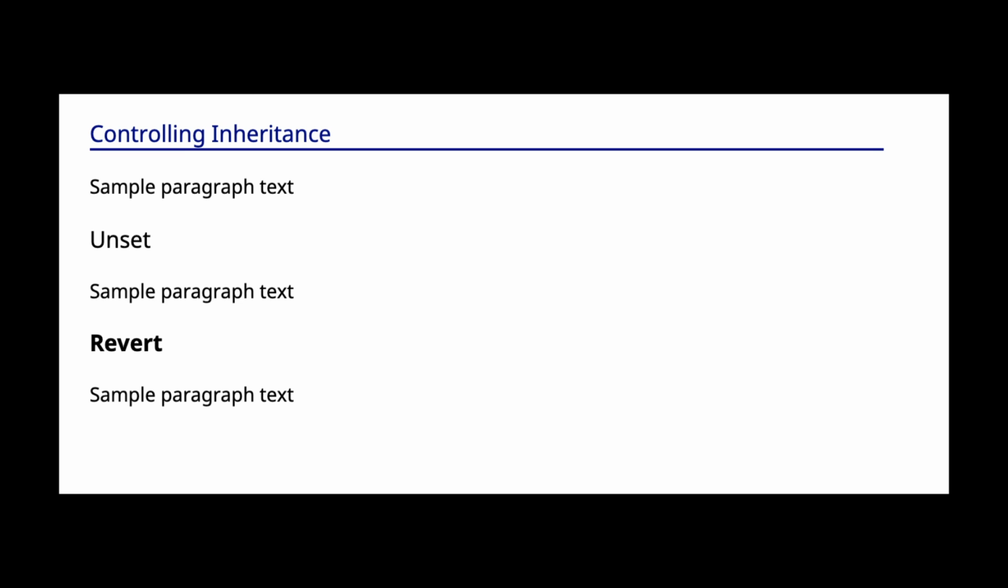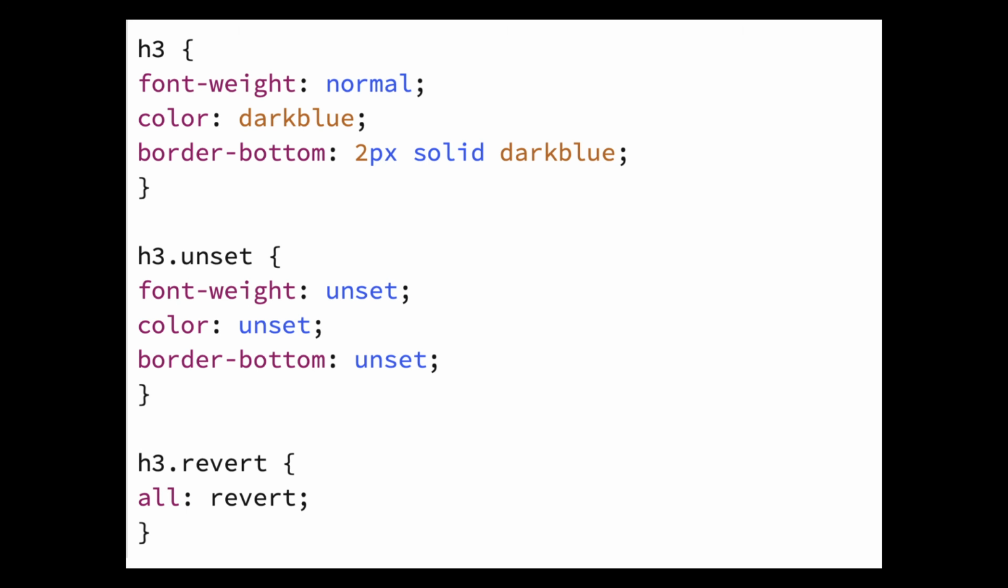Unset merely blocks the element from inheriting the H3 styling we applied. Revert will have the element revert to its default state. As the default state for a heading element is to be bold, the element is now bold. Note in our CSS, when we plan to affect all the properties, we can use a shorthand property all and set it to revert instead of having to write out the font weight, color, and border bottom properties individually.